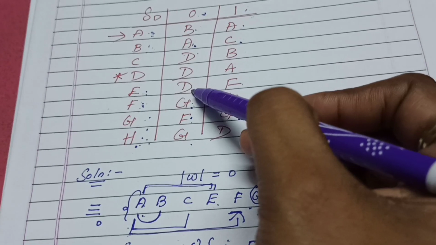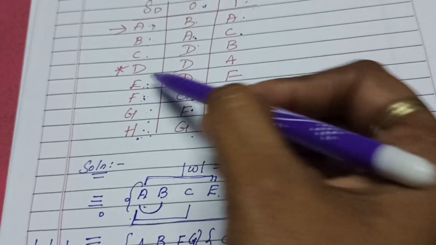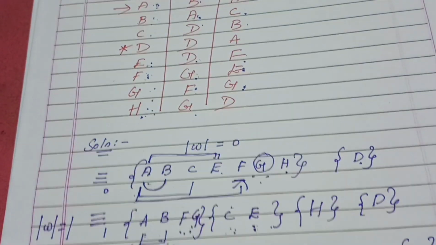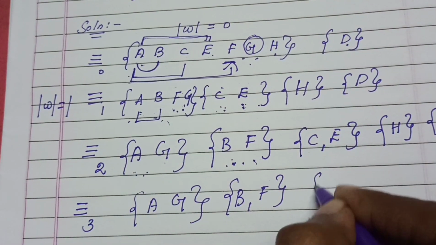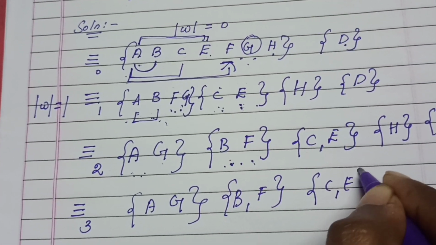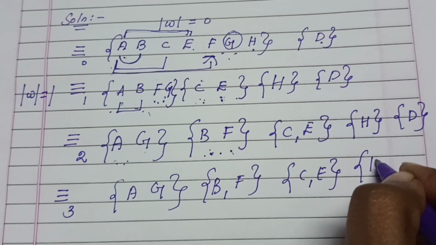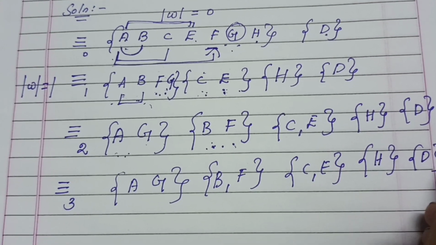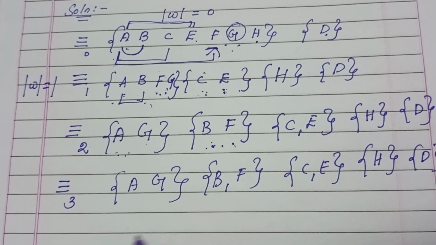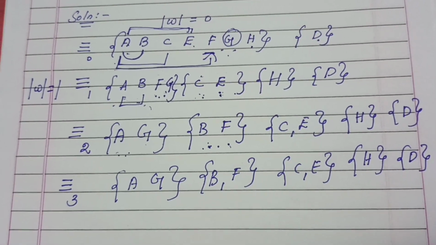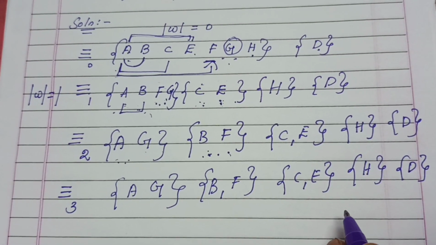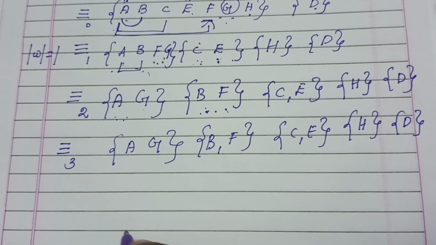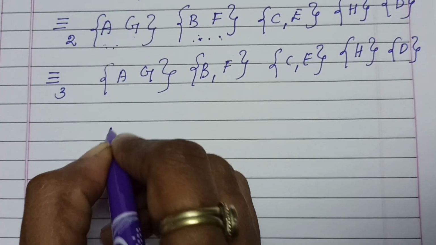C and E on reading 0, it goes to D. C and E on reading 1, it goes to B and F. Of course, B and F belong to the same set. That's all. When you are finding the equivalence class 3, there is no change. Equivalence class 2 and equivalence class 3 are one and the same. So when you try to find equivalence class 4, 5 and so on, the result is going to be the same. So now let me draw the DFSM.